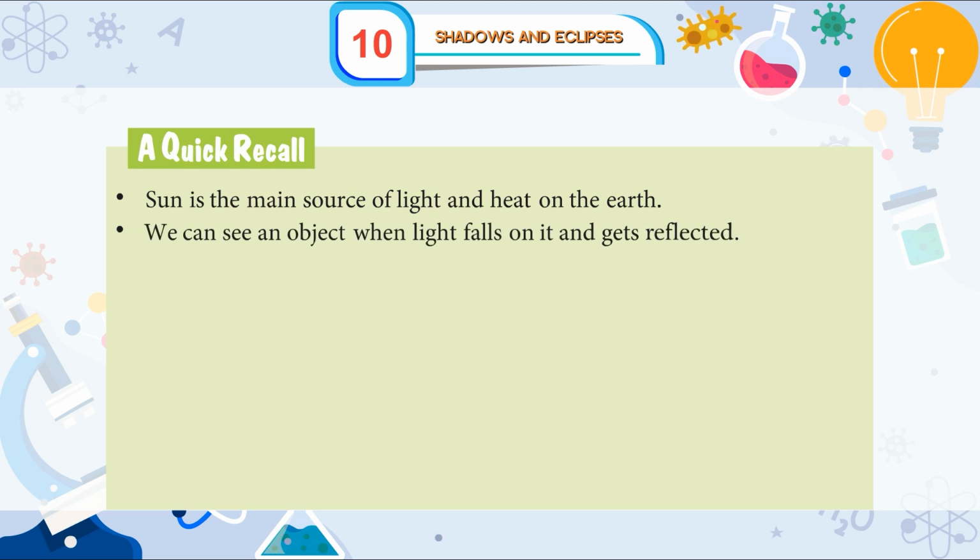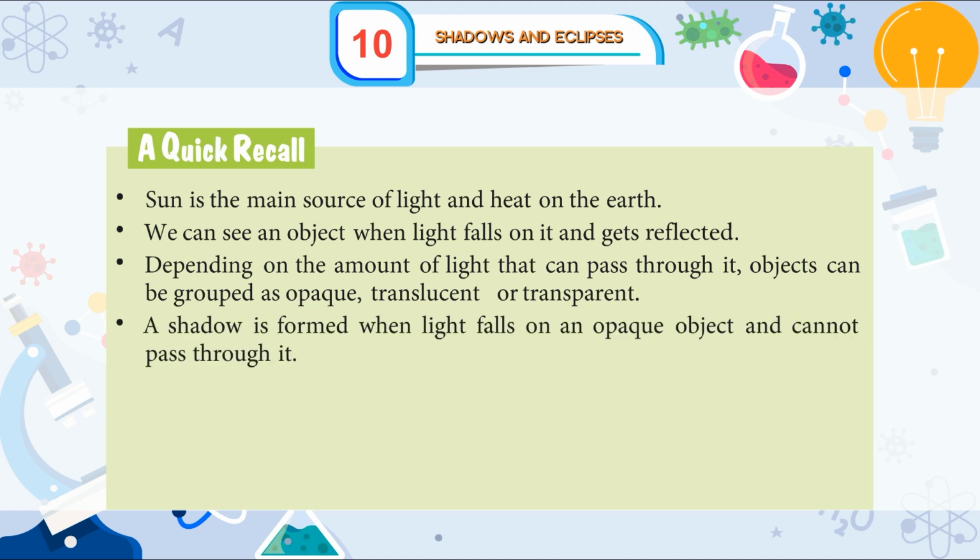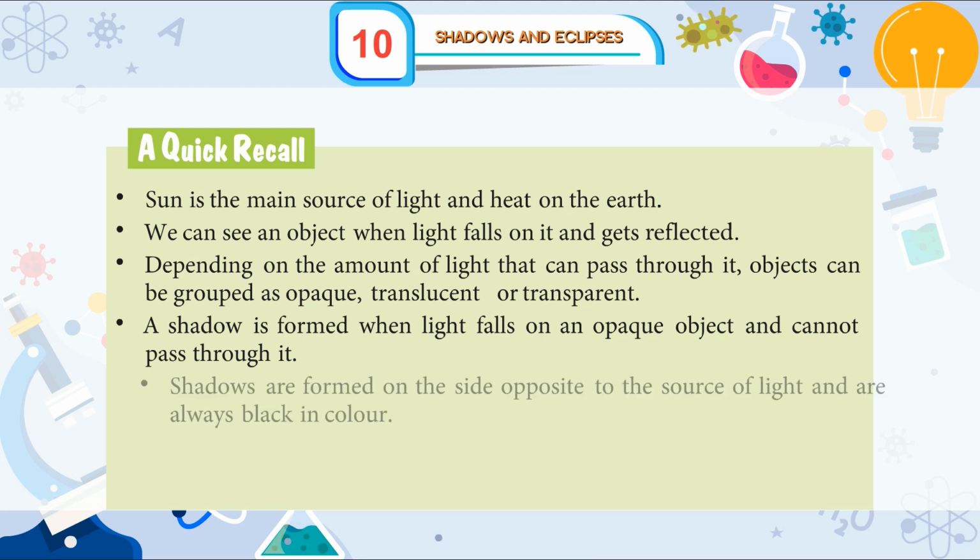A quick recall. Sun is the main source of light and heat on the earth. We can see an object when light falls on it and gets reflected. Depending on the amount of light that can pass through it, objects can be grouped as opaque, translucent, or transparent. A shadow is formed when light falls on an opaque object and cannot pass through it.